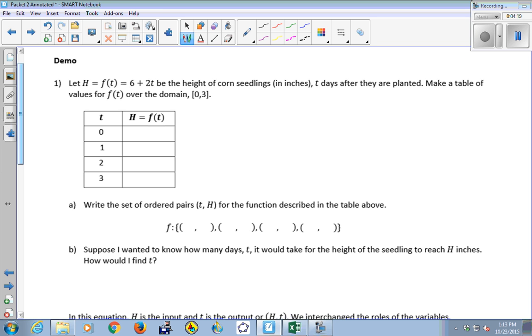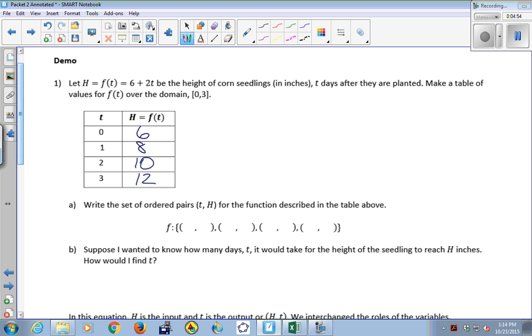So let's say I have a function h equals f of t, which is 6 plus 2t, and it represents the height of corn seedlings in inches t days after they're planted. So I'm going to make a table of values for f of t over the domain 0 to 3. So I just want to plug these t values into my formula and get the heights of the corn seedlings. So at t equals 0, what's the height of my seedling? 6 inches. Yeah, when t equals 1, 8 inches, and then 2, 10, and 3, 12 inches.